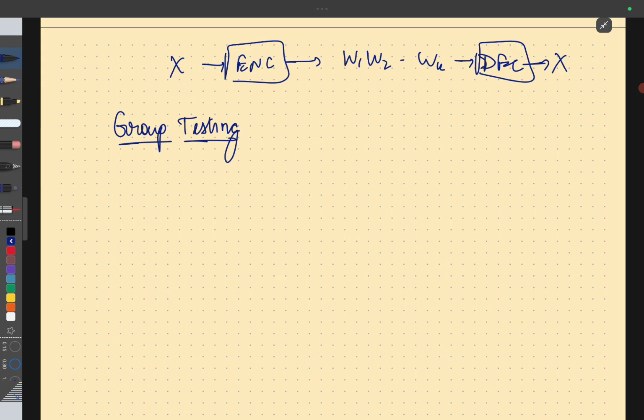The basic group testing problem is the following. You have a bunch of items, or let's say you have a bunch of people. You can take the example of testing whether a particular person has been infected with a disease or not, for example, COVID. So you have n people, out of which k are infected, but you don't know which of the k are infected.